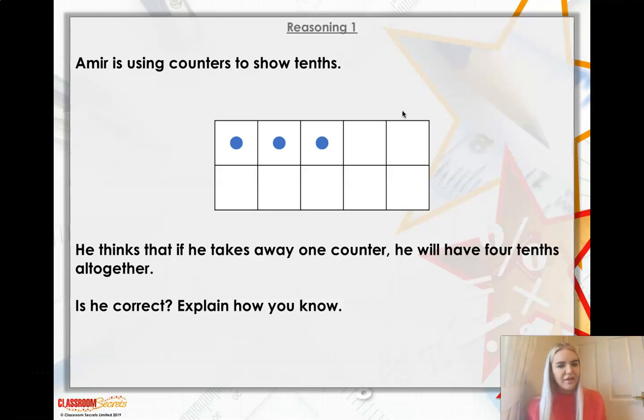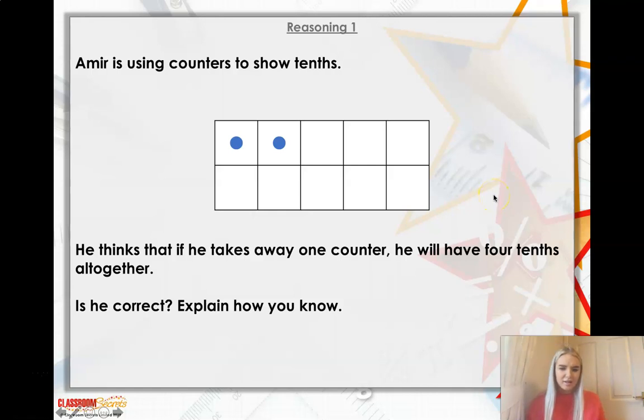Well, we need to think, if he takes away one counter, then he's going to remove one counter. So his new chart would look like this. So he's now got 2 counters on here, and he's got 10 altogether. And I'm thinking, well, what would my fraction be? Well, I've got 10 altogether, so 10 would be my denominator, and I have got 2 counters, so I am showing 2/10. But Amir thinks he would have shown 4/10.